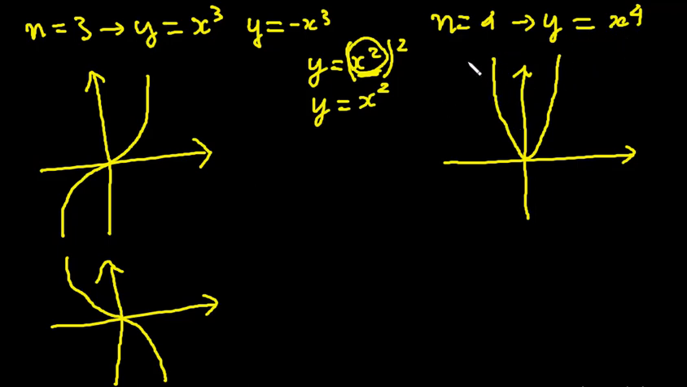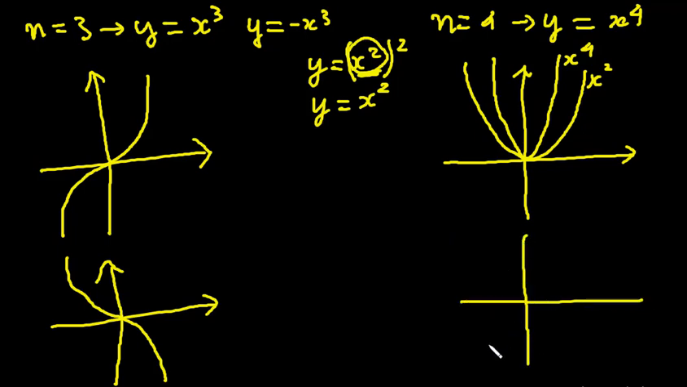If here is x to the power 2, here's x to the power 2, here's x to the power 4. You also have to be careful that when it is minus x to the power 4, it will be something like this. y equal to minus x to the power 4.